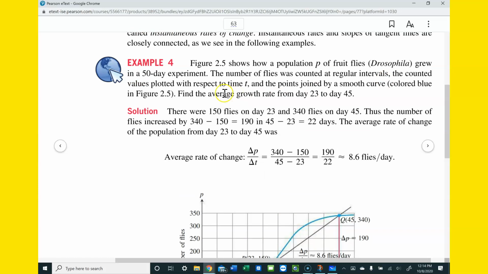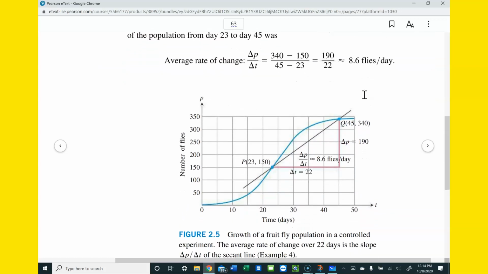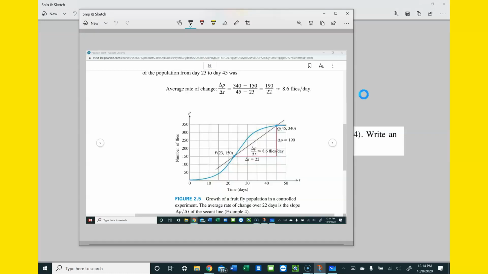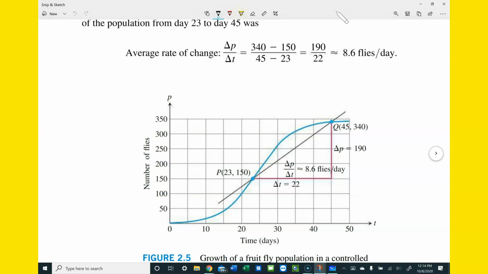Then it tells us to do this. It says find the average growth rate from day 23 to day 45. So I'm looking at my curve. I don't have a function in this case. I just have a graph. I don't know what the function of x is that will model this curve. But I don't need it if I've got the graph. I can just go along the graph to get my answer.